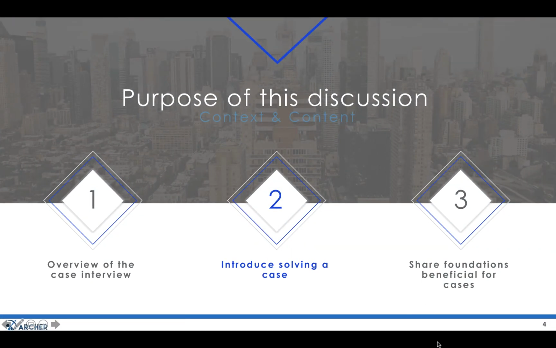Three things that this introduction is going to cover. One, just an overview of the case interview to refresh and ground us. Secondly, a couple of the core elements about solving a case in an interview setting. And then number three, some of the foundations, the training, the focus areas that will help you get to that top point where you're ready to solve the case in an interview setting.